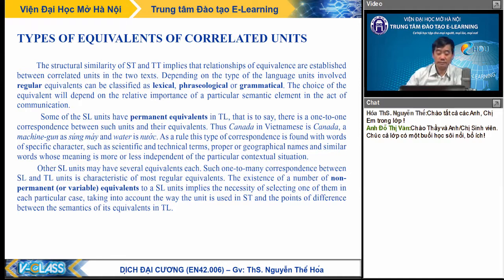And the next thing, when we try to provide the translation with equivalence, we may have several kinds of equivalent here. We may have regular equivalent. In the regular equivalent, we may have several more kinds of equivalent, such as lexical, phraseological, grammatical equivalent. And in another direction, we may have a permanent equivalent, and sometimes we have a non-permanent or variable equivalent. Yeah, so those are the kinds of equivalent.